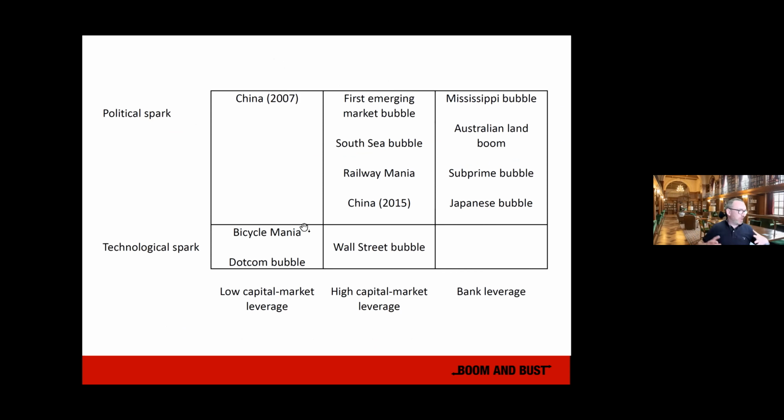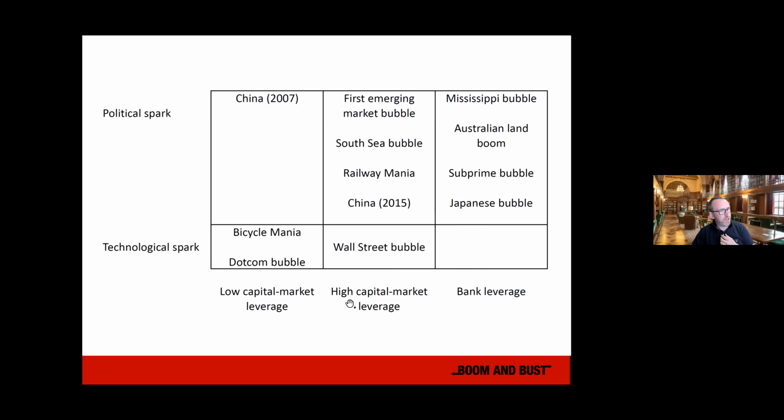So one of the things we do in the book is try and figure out what makes some bubbles useful and what makes some bubbles destructive. The way we do this in the book is we have this 3x2 grid. Here we have the sparks, whether it's caused by politics or by technology. Here we've got the type of leverage that was used as the fuel. So here we've got bank leverage, and that's the super fuel of bubbles.